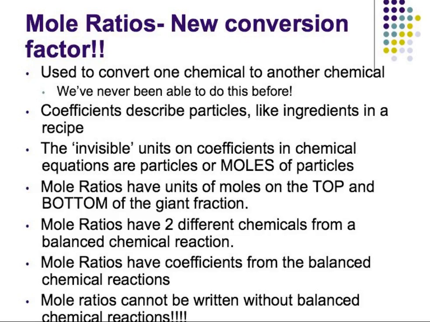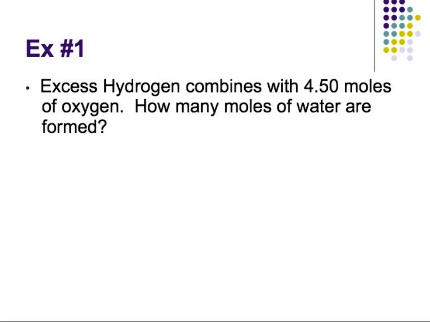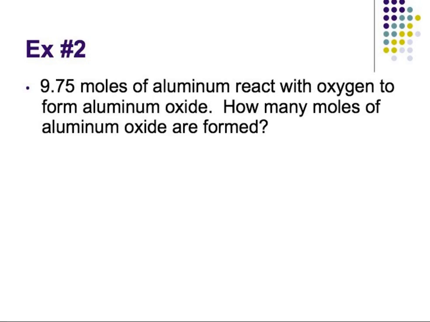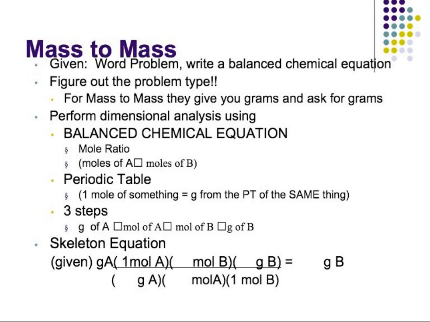We talked about mole ratios today in class. We had first example, second example, and now the new stuff. Here we go. So, math to math problems are going to be 3 whopping steps. Again, it's going to be a word problem. First thing you do is write the balanced chemical equation. Second thing you do, figure out the problem type.